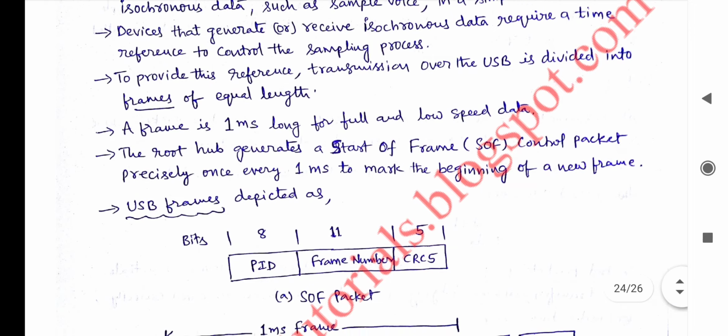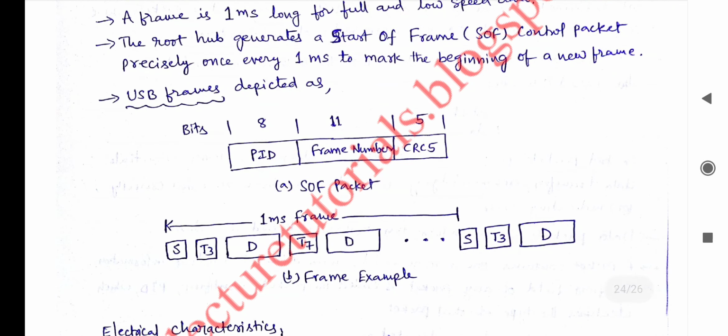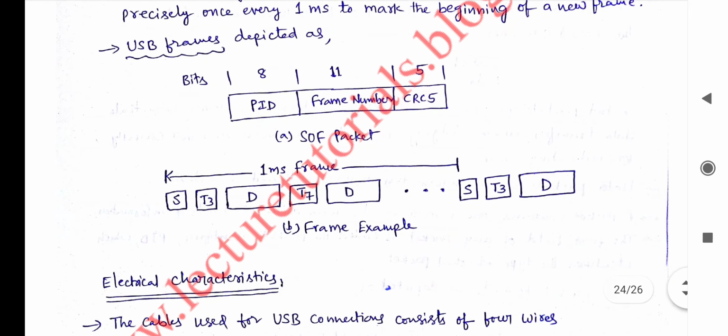The USB frame looks like this. This is the PID, frame number, and cyclic redundancy check. PID always occupies 8 bits, frame number 11 bits, and CRC 5 occupies 5 bits. SOF means start of frame. Frame example here.